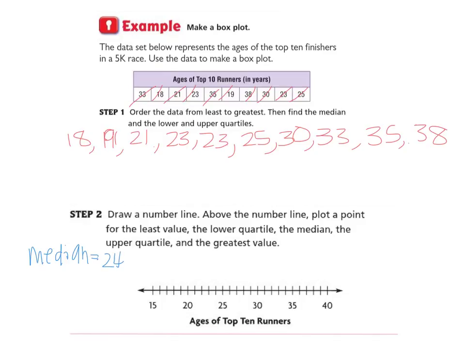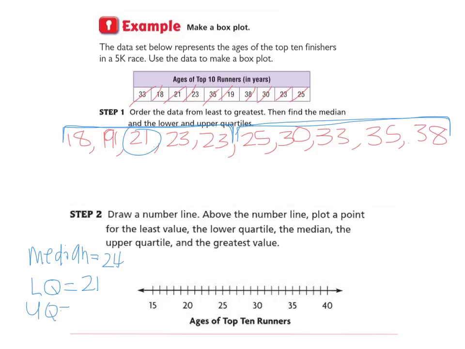Now I'm going to take a look at these bottom 5, or the lower quartile. I'm going to label that the LQ. Halfway would be 21. And then the upper quartile, we'll call it the UQ. The middle number would be 33 right there.